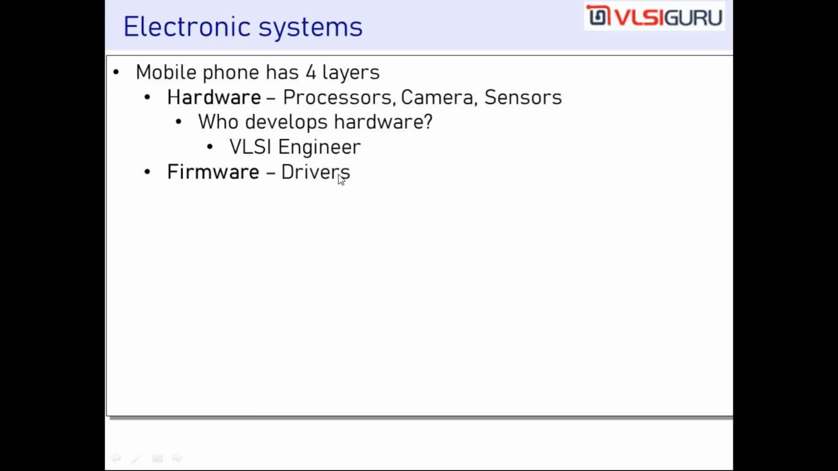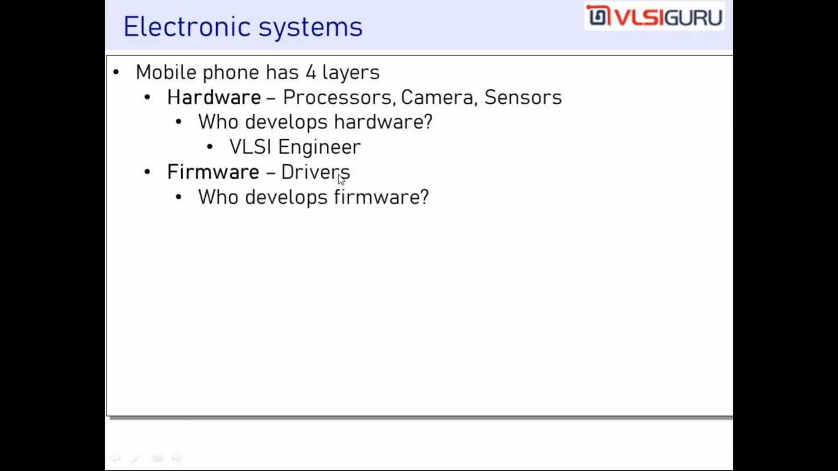Otherwise, they would have given the name conductor or something else, right? Why have they given the name driver? It drives how the hardware should behave. So that is above the hardware. The drivers are developed using C and C++ languages.